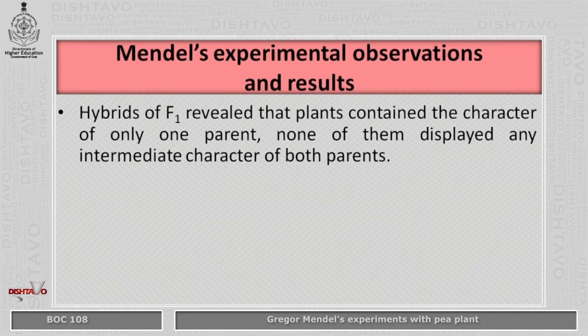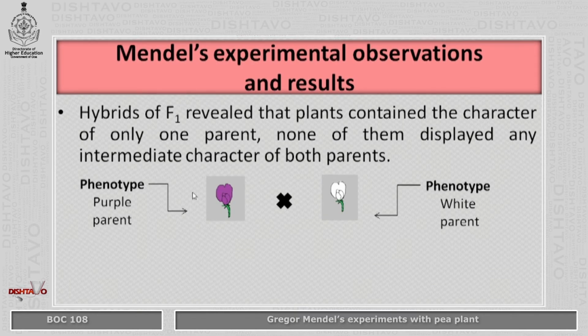The hybrids of F1 revealed that plants contain the character of only one parent, and none of them displayed any intermediate character of both parents. This can be explained as follows. A phenotype of purple-colored flower was crossed with a phenotype with white parent flower. The result of this were all purple-colored flower in F1 generation.